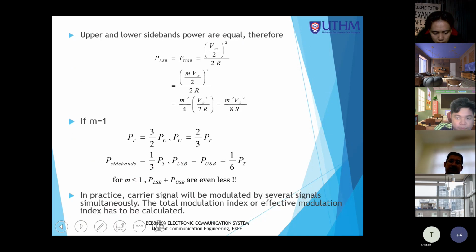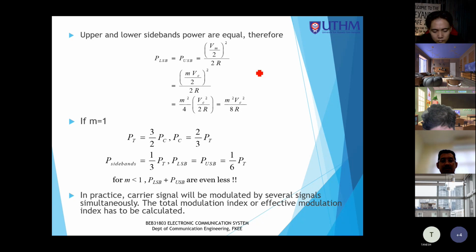So ini kalau kita buat VM per 2, ni sama je lah. Kalau kita buat VM per 2, maknanya VM per 2 kuasa 2 dibahagikan dengan 2R. Okay. Ini sama lah, ni saya dah tunjuk tadi. So dia jadi 8R. Okay, so ni MVC, so M square VC square over R. So upper and lower sideband ni kita dah lihat tadi.